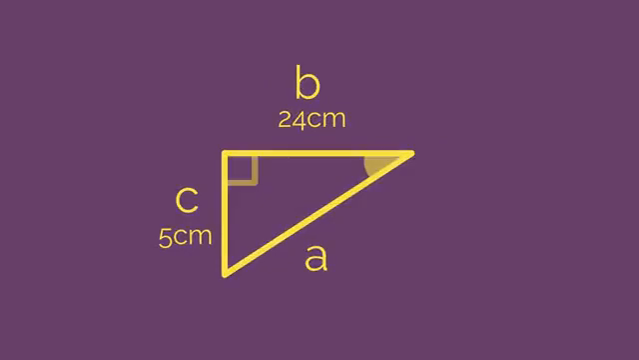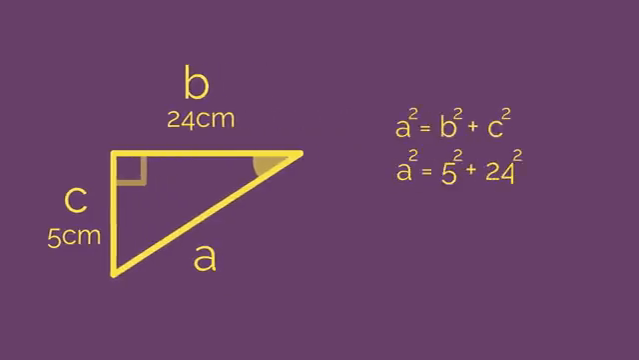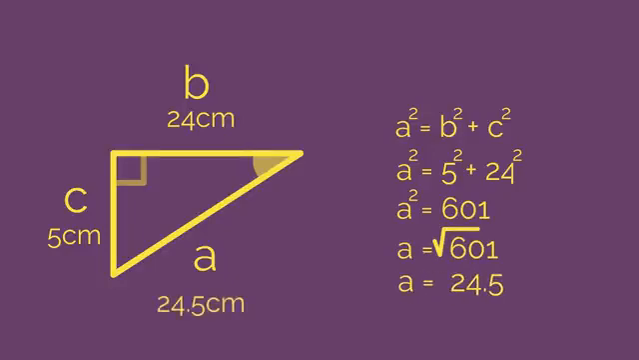Start by labelling the longest side as A, and then B and C are the short sides. And using Pythagoras' theorem, a squared equals 5 squared plus 24 squared, and we get a squared equals 601. Remembering to square root, so square root 601, and we get a equals 24.5 centimetres.